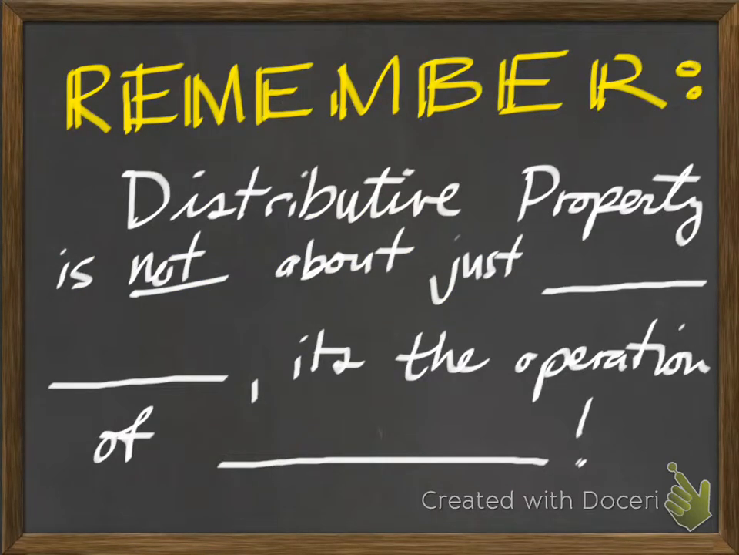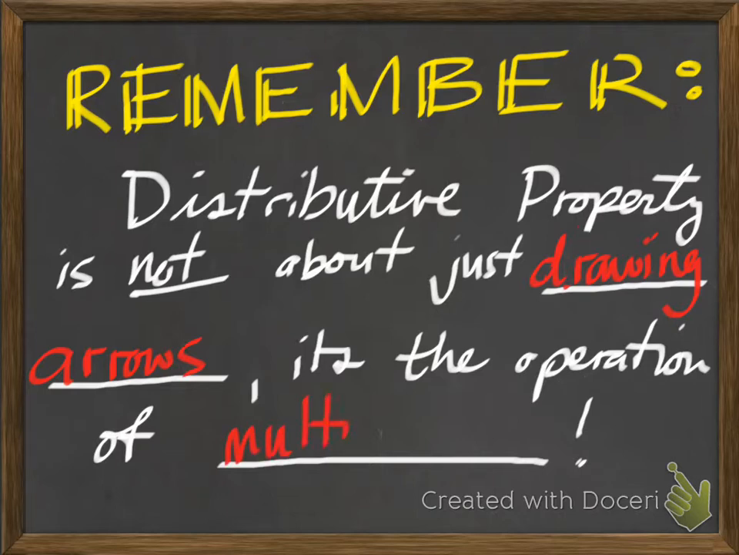So what we want you to remember about distributive property is that distributive property is not just about drawing arrows, which is what I see a lot of kids focus on. Drawing arrows is something we do to help ourselves out, but it's not the action. It's the operation of multiplying.